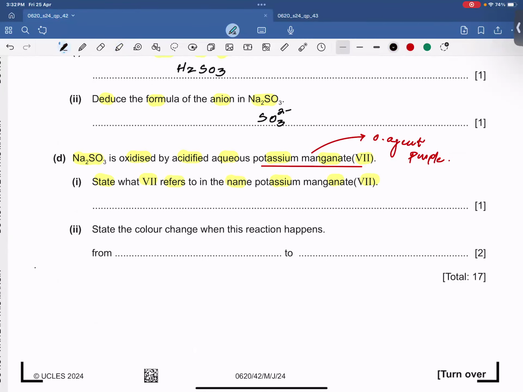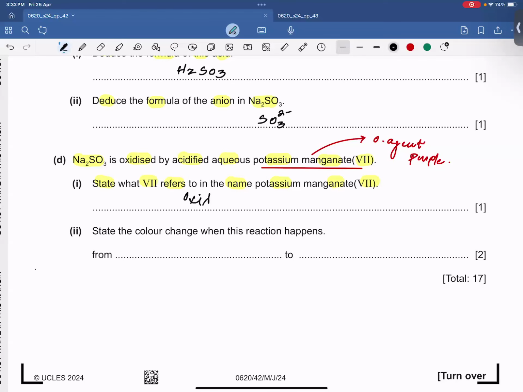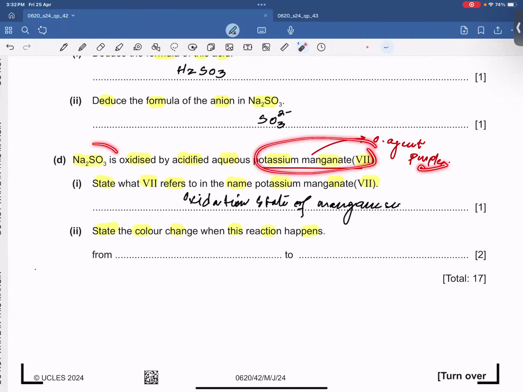Oxidation state of manganese. We have discussed such issues in the class. State the color change when this reaction takes place. Potassium manganate 7 is purple when it is treated with sodium sulfide, which is a colorless compound. Obviously, the color changes from purple to colorless.